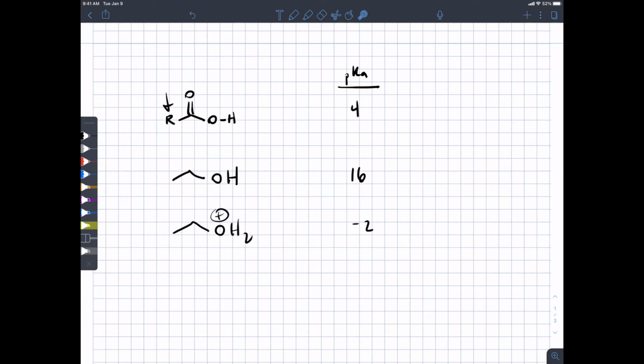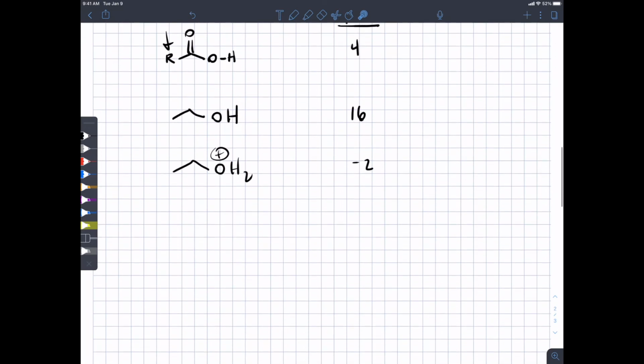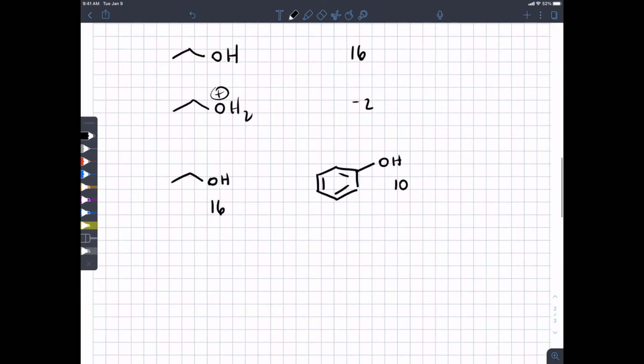I was just wondering, with the OH value, the alcohol that went down from 16 to 10, how can we know the specific value of the pKa without having it memorized? Okay, so the question was, in the example above where we had an alcohol whose pKa was lower than what we expected, how would you know that without memorizing it?